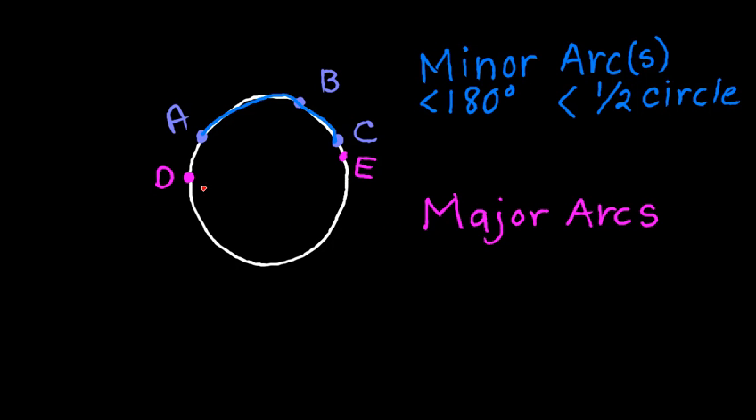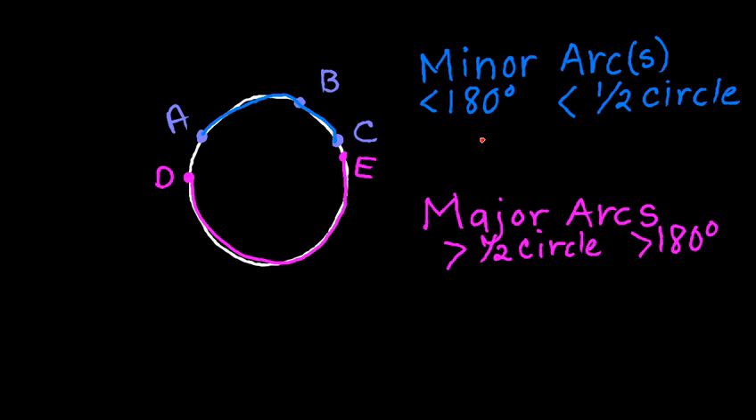And then major arcs are more than half the circle, or greater than 180 degrees, since an entire circle is 360. So an example could be D to E, all the way around. It's not perfect, but I'm drawing this freehand. But as you can see, from D to E is more than half the circle. That'd be slightly more than half.